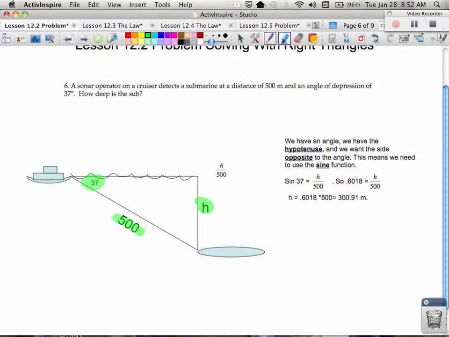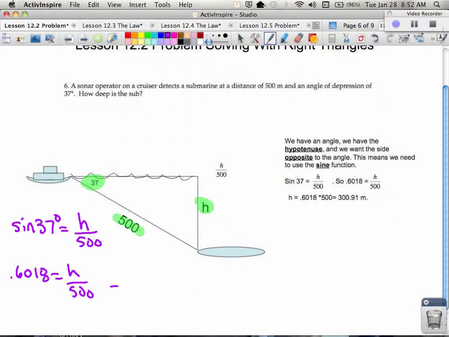When I see an angle, the side opposite and the hypotenuse, I automatically think of the sine. So I know that the sine of 37 degrees is equal to the side opposite of that angle divided by the hypotenuse. And I set up my equation. I can now type in the sine of 37 degrees. When I do that on my calculator, I get 0.6018, and that's equal to my h over 500.